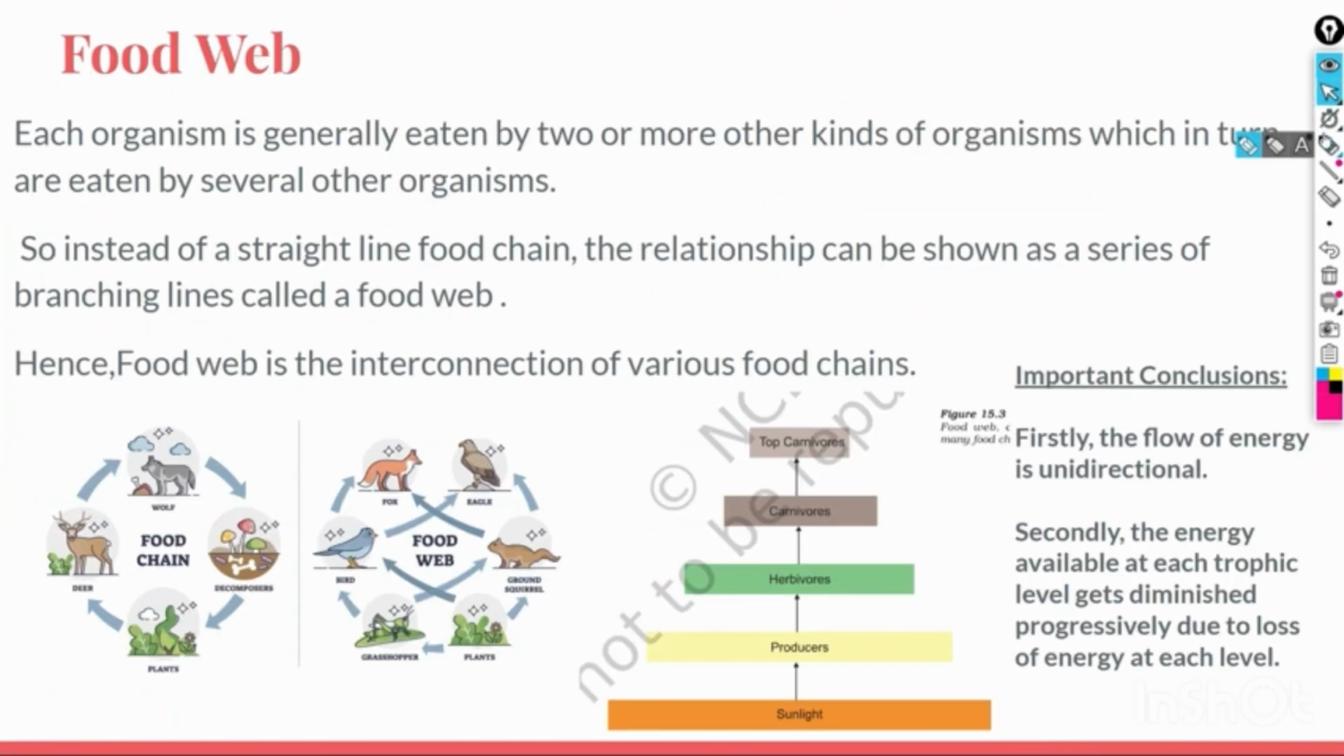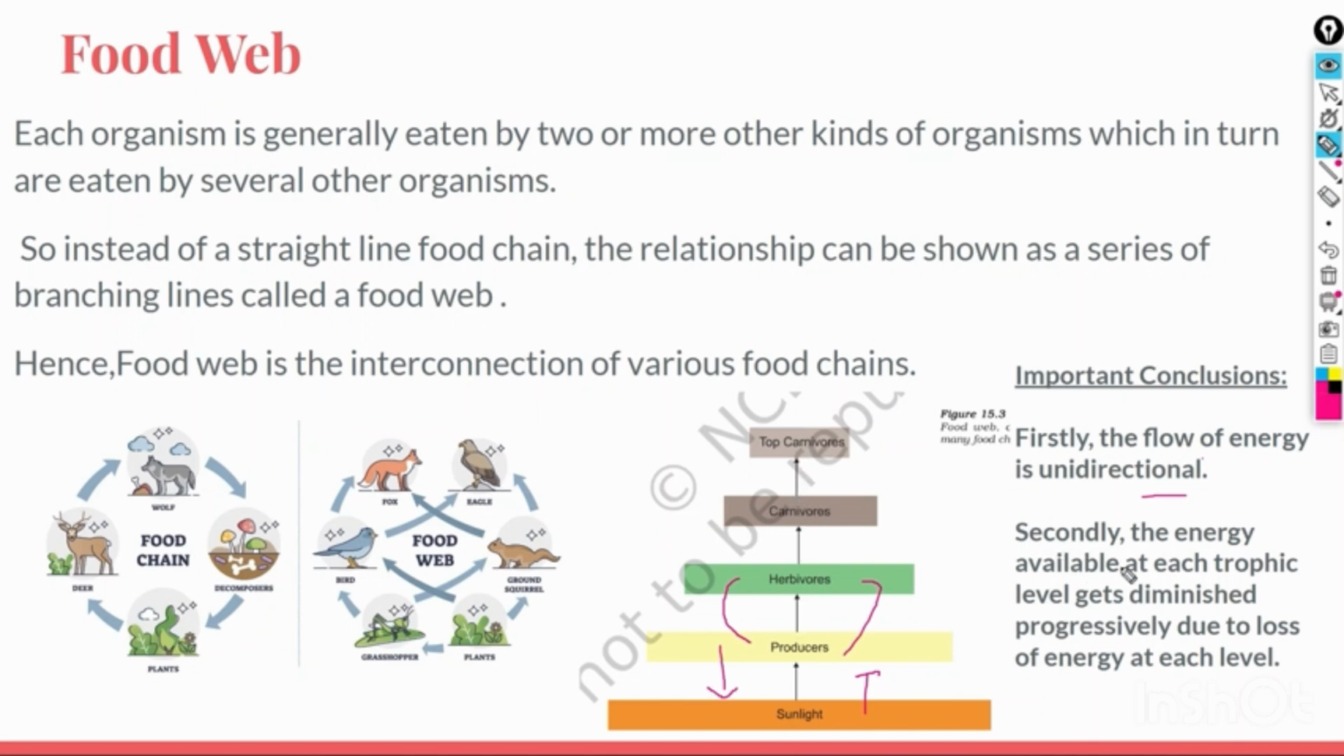So now we have two very important conclusions from the flow of energy. The first conclusion is that the flow of energy is unidirectional. That is, energy cannot be bidirectional. This means that if sunlight is giving energy to producers, the producer does not give energy back to the sunlight. Or if energy is being transferred from producers to herbivores, it cannot be transferred from herbivores to producers. So the flow of energy in an ecosystem is always unidirectional. It flows only in one direction, as you can see here.